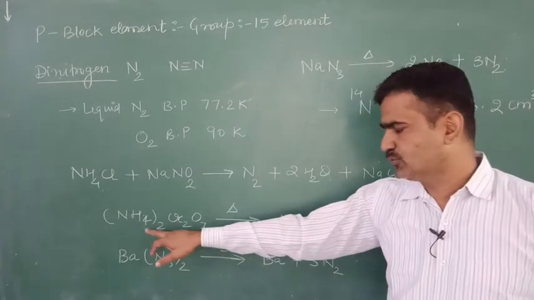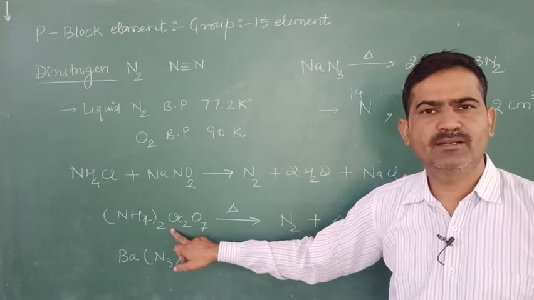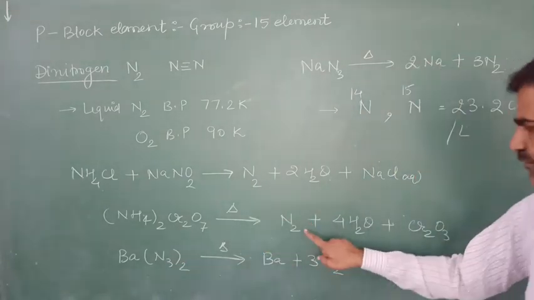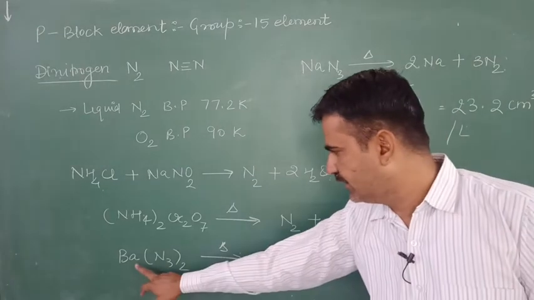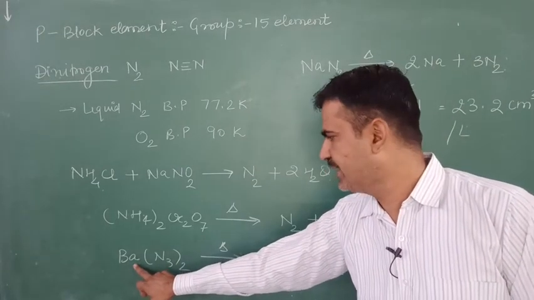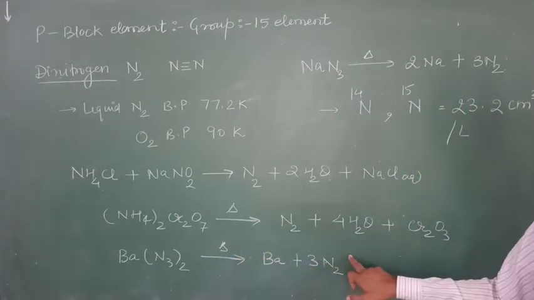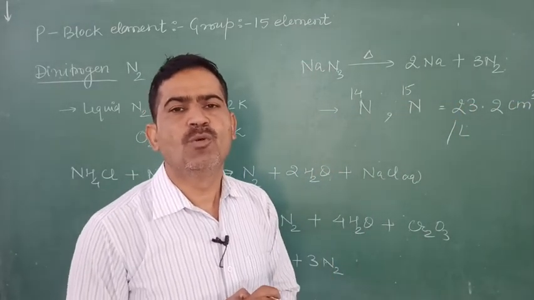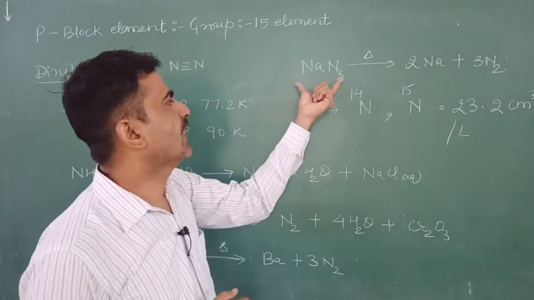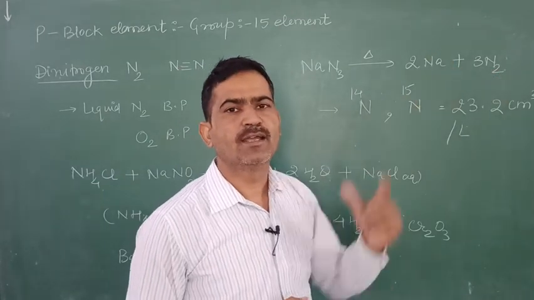Now the second method to prepare nitrogen is by the decomposition of ammonium dichromate. When you heat ammonium dichromate, it gives you nitrogen, water, and chromium trioxide. The third method is the thermal decomposition of barium azide: when heated, barium azide gives barium plus nitrogen gas. An important NCERT question asks what will happen when you heat sodium azide: it gives sodium plus nitrogen gas.